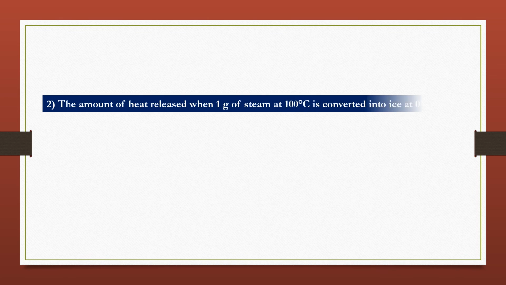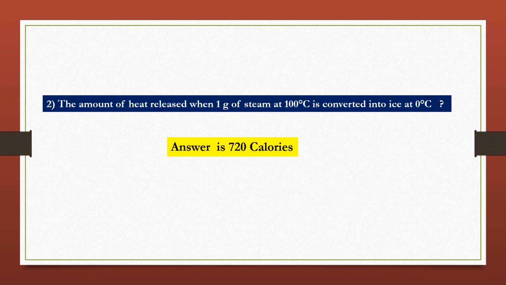This is for practice. Find the amount of heat released when 1 gram of steam at 100 degrees Celsius is converted into ice at 0 degrees Celsius. Solve it and you can check the answer. The answer is 720 calories, and I hope you have all understood the problems discussed so far.